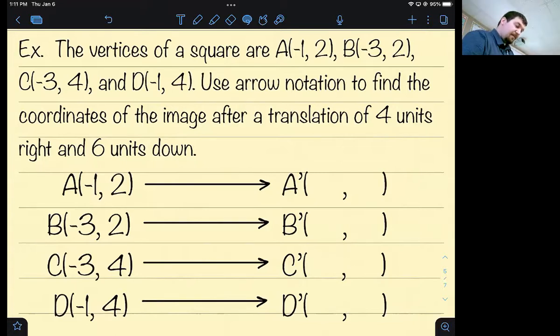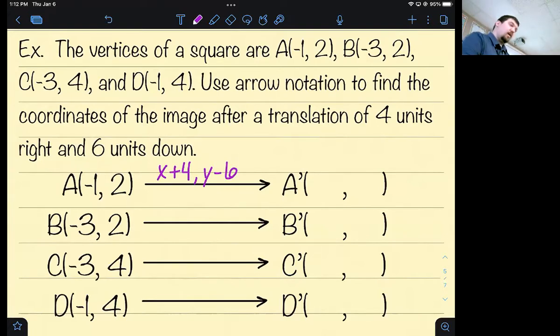And if I am sliding it 4 units to the right, is that going to add or subtract to it? It's going to add. So we're going to put X + 4 on the top of this arrow. And then we're also going to slide it 6 units down. Martin, if I go 6 units down, what does that do to the Y coordinate? That's right. So notice I don't have a graph. I just want to know what the new coordinates are going to be. I don't have to graph them to know what the new coordinates are going to be. I just have to add or subtract.